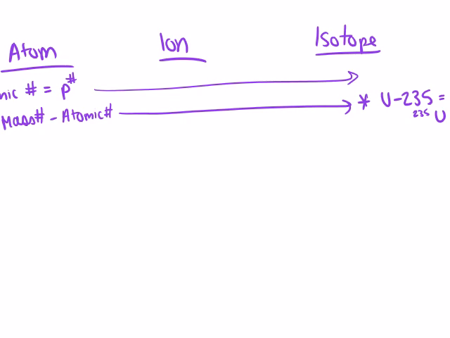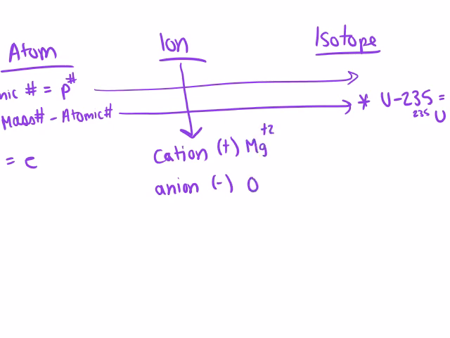Ions, in an atom, your protons equal your electrons. But with ions, we're now going to have cations and anions. So it'd be like magnesium or oxygen. And so that means that you have to pay attention to whether or not we gained or lost electrons. Isotopes can also have charges, but now you just have to be able to apply all of these very basic definitions.